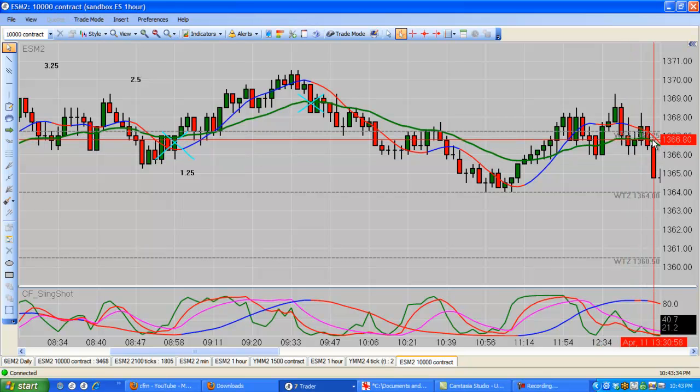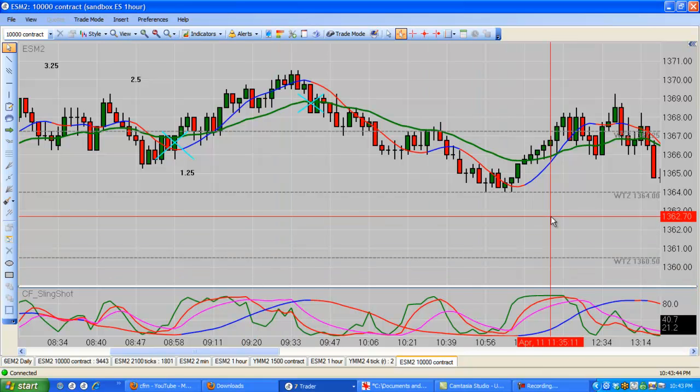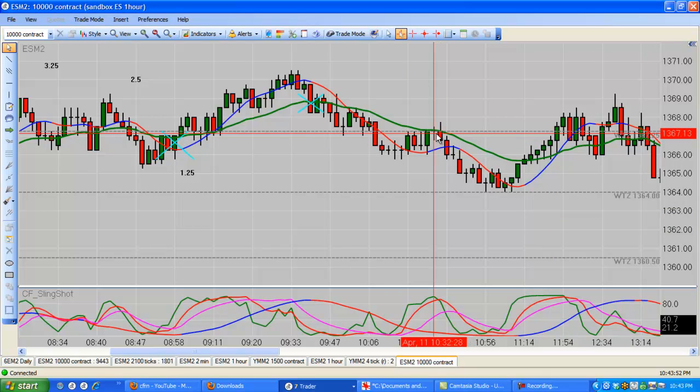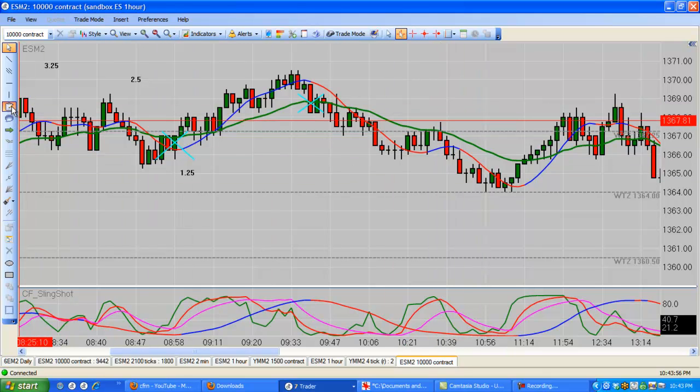It is exactly 1367.25. 1367.25, and it drops to 1364. 3.25 points. Okay. From here, the exact entry to the tick, it drops 3.25 points.